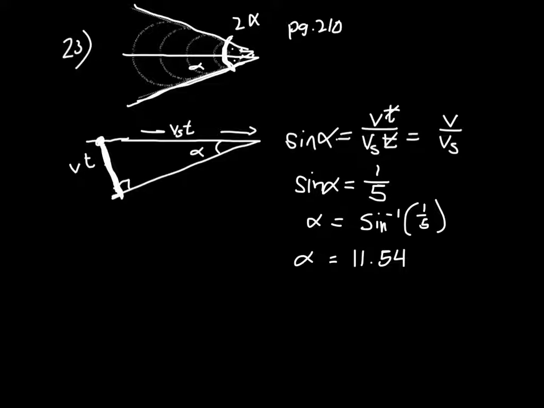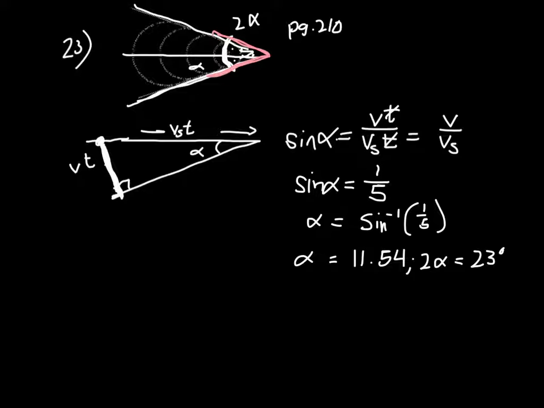So if that's what alpha is, then 2 alpha is going to be right in the range of 23 degrees. And 2 alpha was what we were looking for. They asked us what is the angle of the resulting V-shaped bow wave.